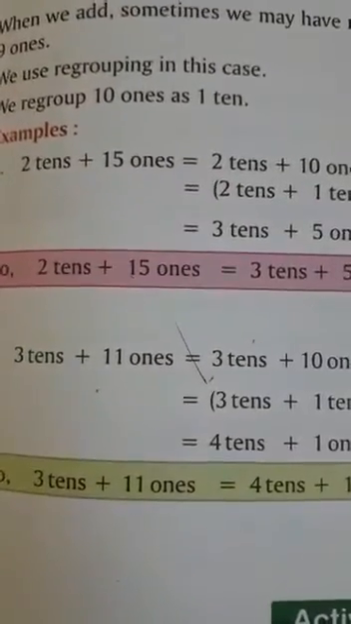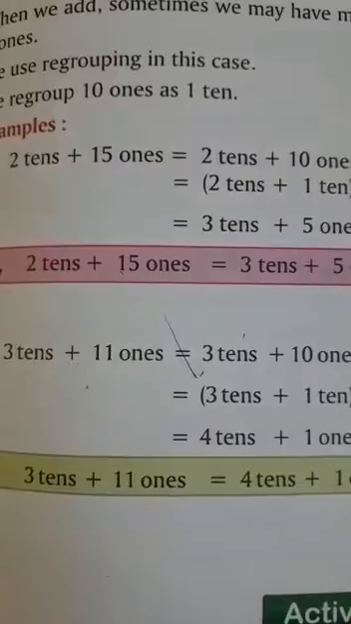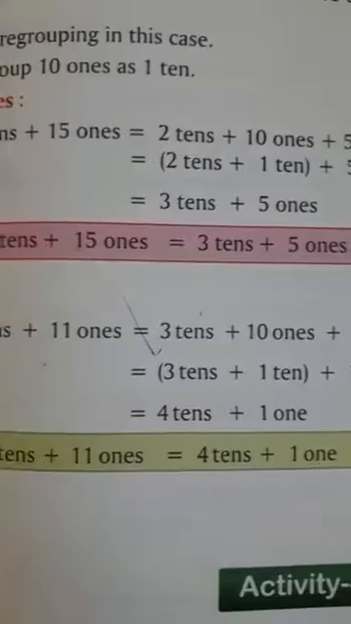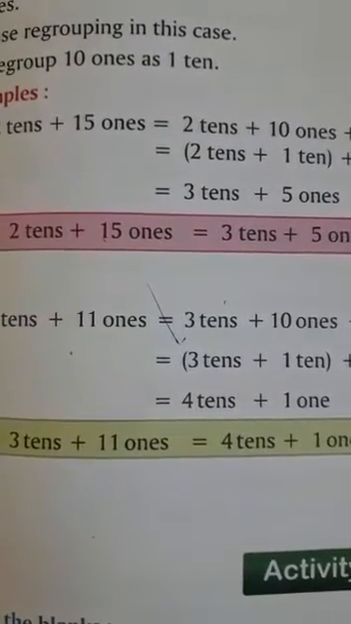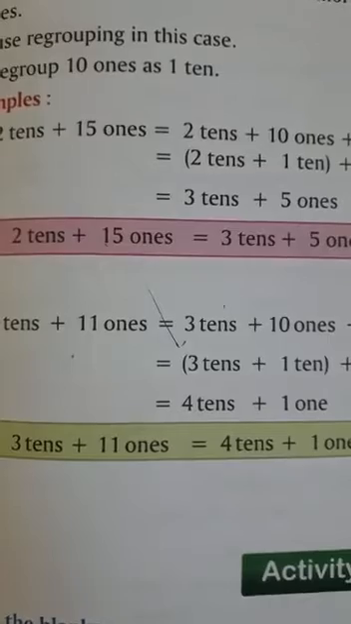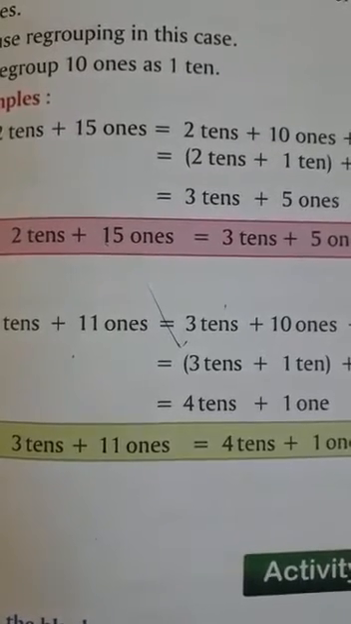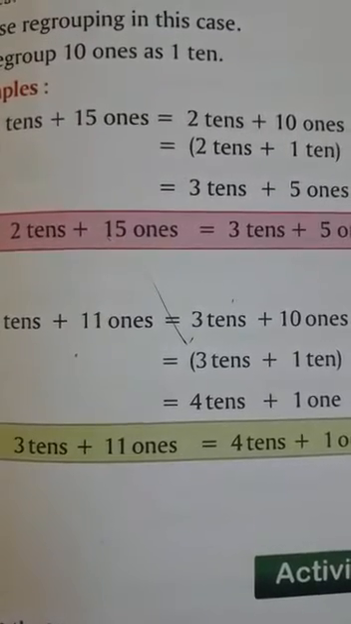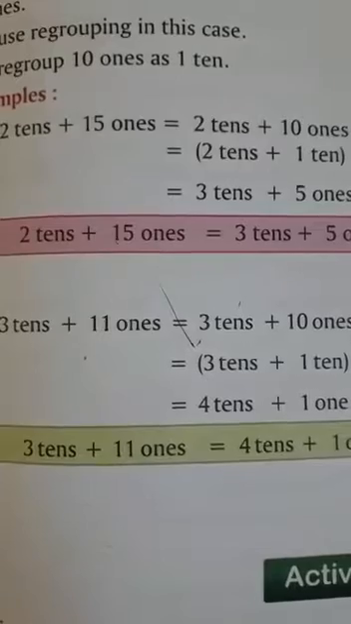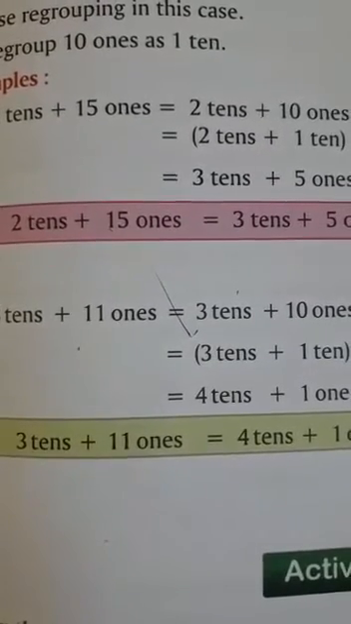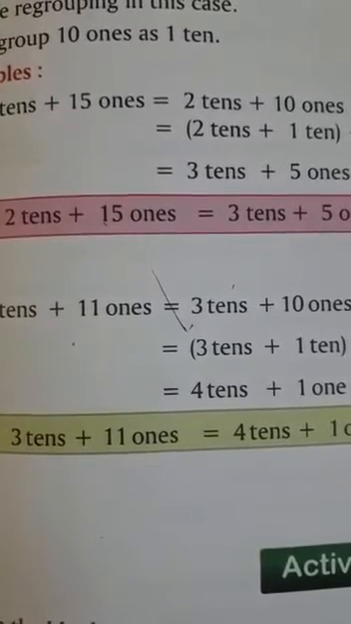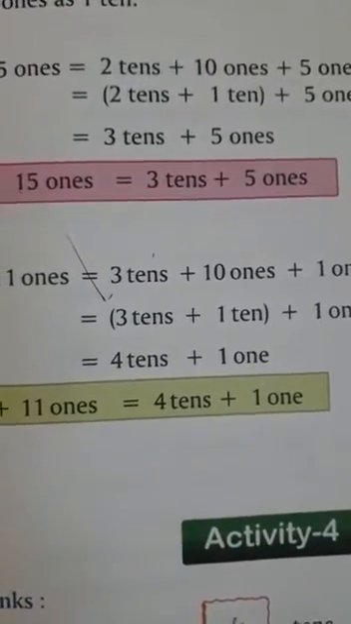So we have written 2 tens 15 ones as 3 tens and 5 ones, because when we have 15 here, 5 is at the ones place and 1 is at the tens place. So simple. The digit which we have at the tens place, we can shift to the place of tens only. So here we have 2 tens, and when I shift this 1 from the tens place to the 2, it becomes 3 tens and 5 remains at the ones place.